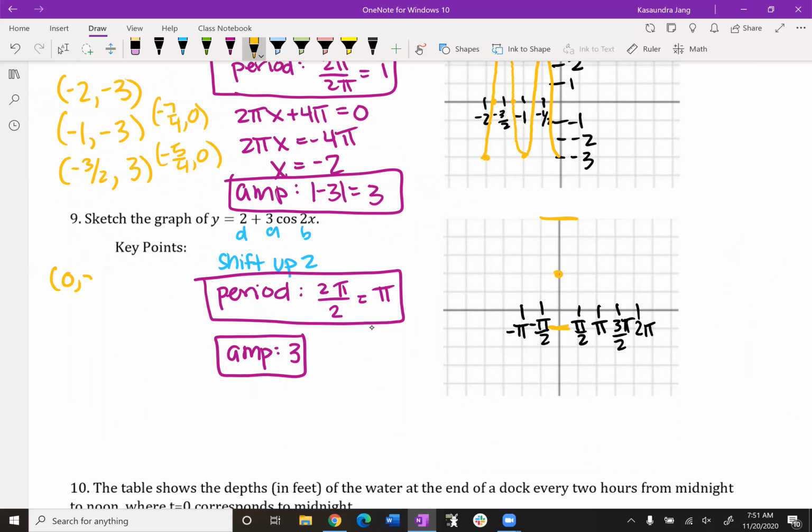Here's one of my key points. I also know that I should end this cycle, which the period is pi, so I will end this cycle at pi, also in the middle of my graph. So I've got the point pi, 2. And then in the middle of those should also be in the middle of my graph. So at pi halves, I hit 2 as well.